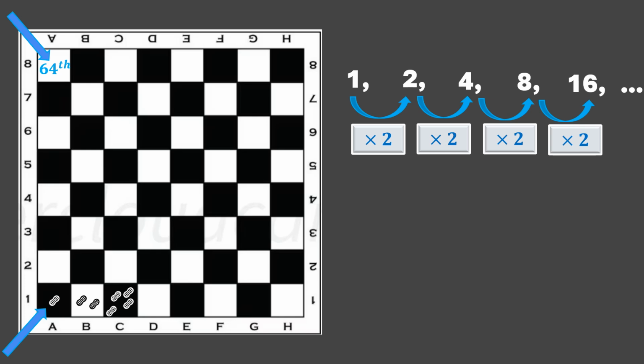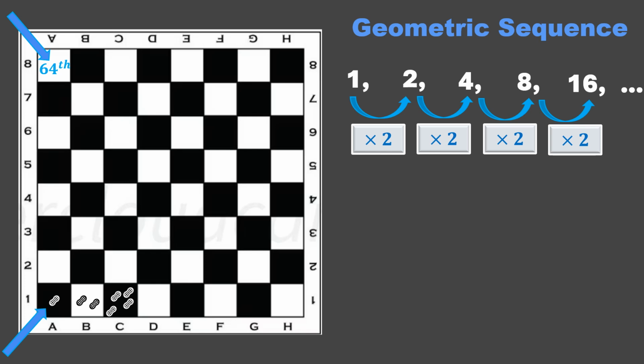When you multiply by the same common ratio, we call this sequence a geometric sequence. Also notice, in this sequence, the first term is the same as 2 to the power of 0, which is 1. The second is the same as 2 to the power of 1, which is 2. The third is 2 to the power of 2. The fourth, 2 to the power of 3. The fifth, 2 to the power of 4, and so on.